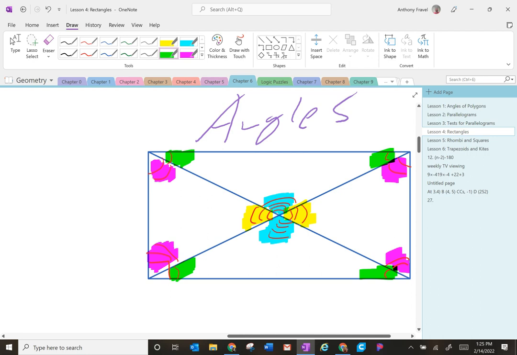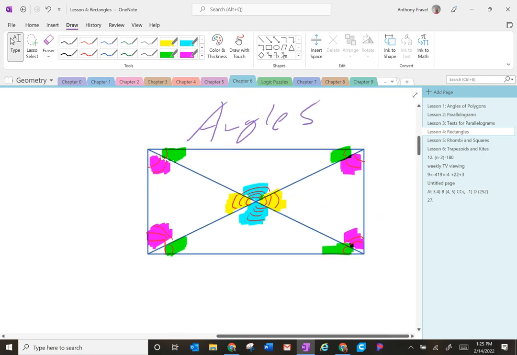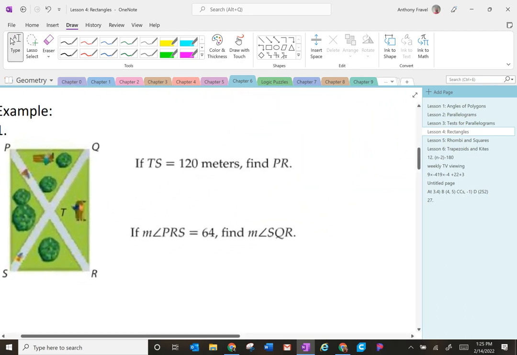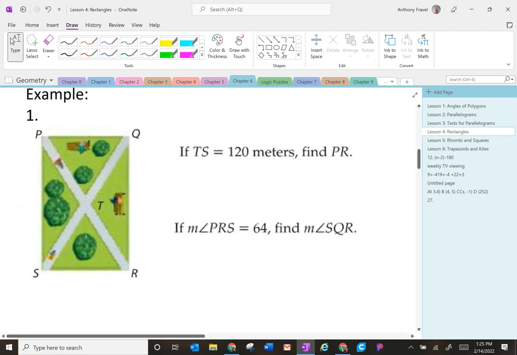Okay, so those are the angles. As long as you can understand this stuff, the rest of this lesson will go a lot really quick. Any questions on that? Okay. So I'm going to jump down to this shape right here. I don't know if you can see it with the plants, but it's a rectangle and it's got a walking path that dissects it in half.